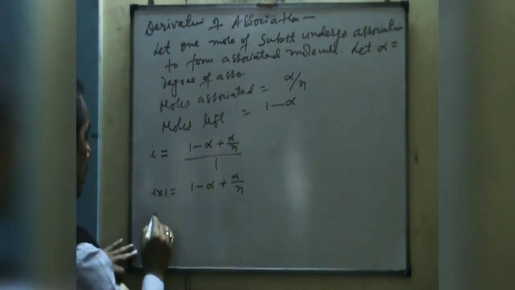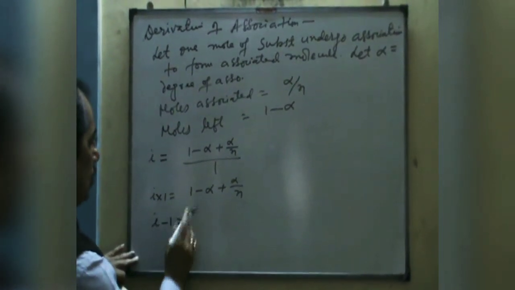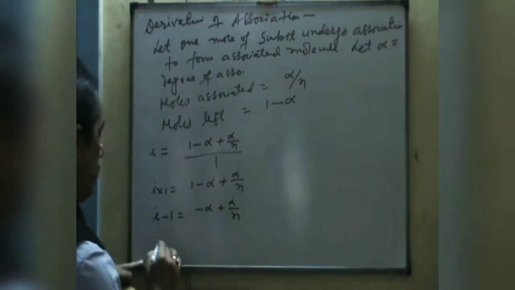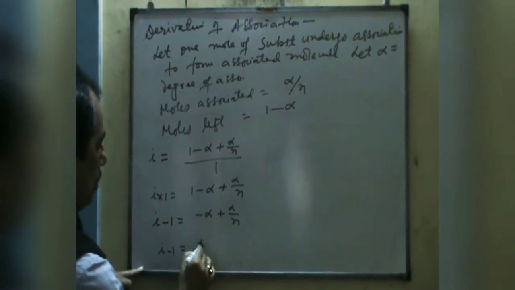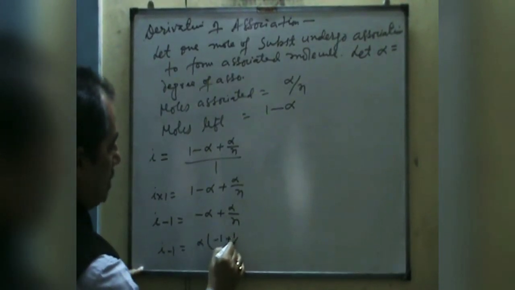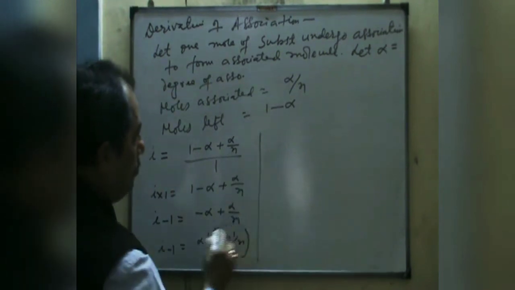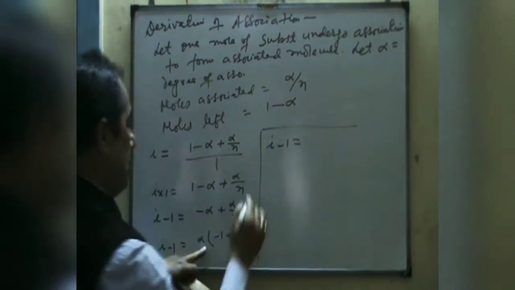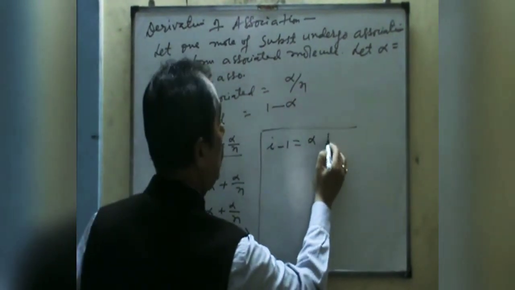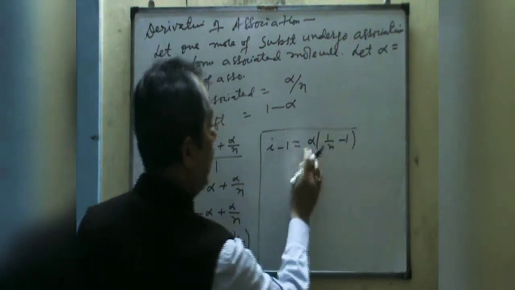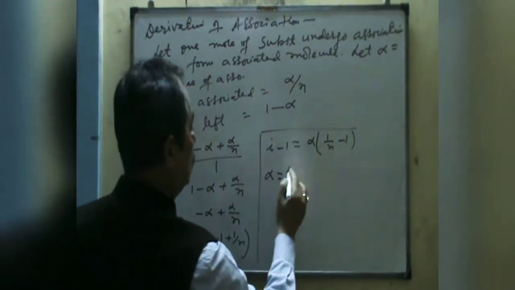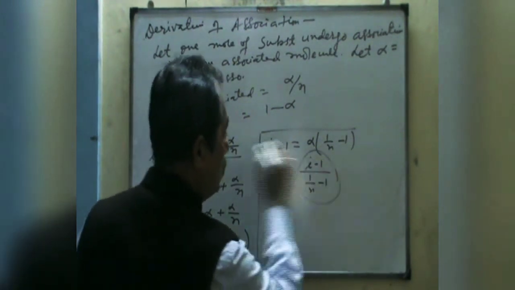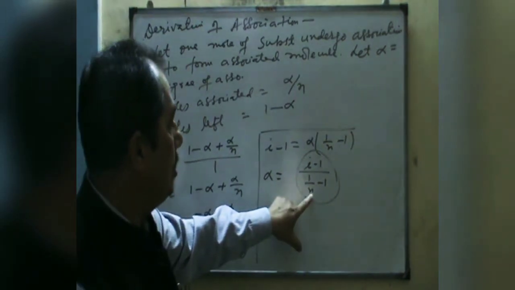That's why i minus 1 is equal to minus alpha plus alpha by n. Take alpha common: i minus 1 is equal to alpha into (1 by n minus 1). Since we have to find alpha, it is (i minus 1) upon (1 by n minus 1). What is that 1 by n?